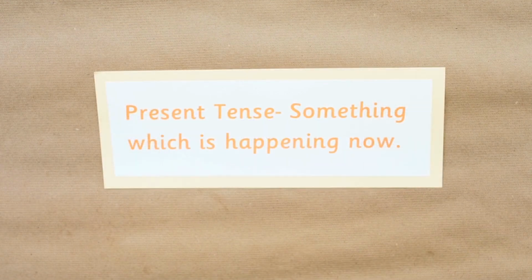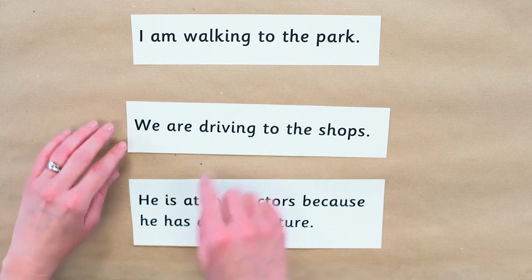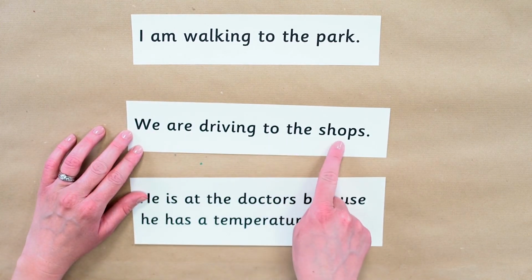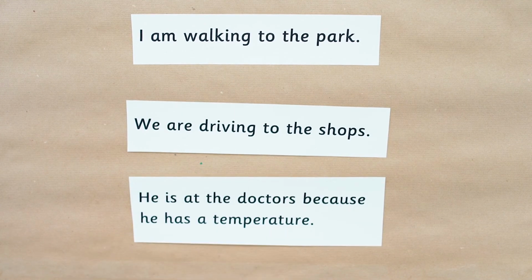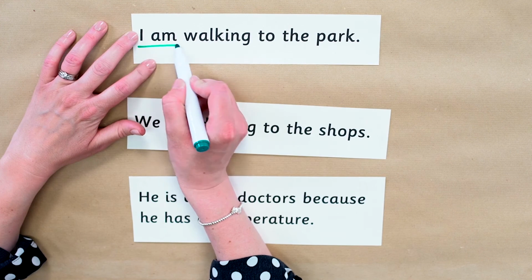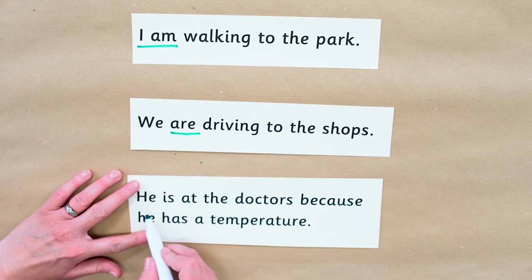The present tense, something which is happening now. I am walking to the park. We are driving to the shops. He is going to the doctor's because he has a temperature. We often use the present tense in daily speech, using words such as am, are and is.